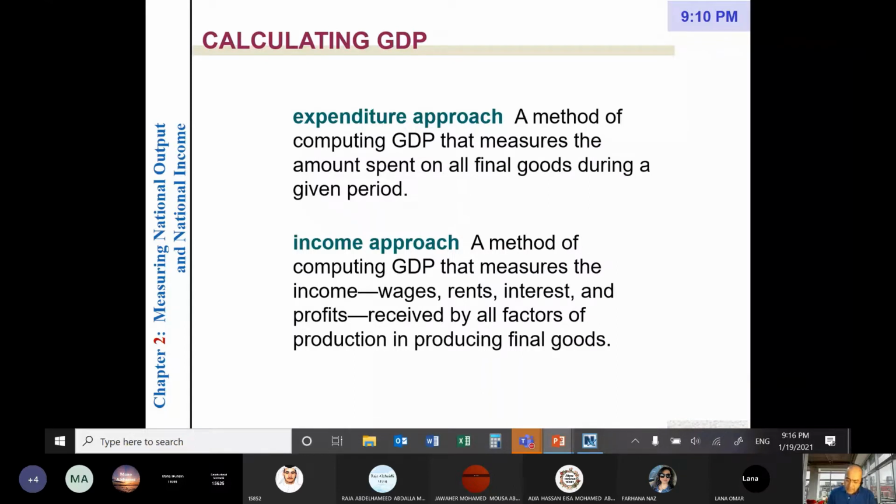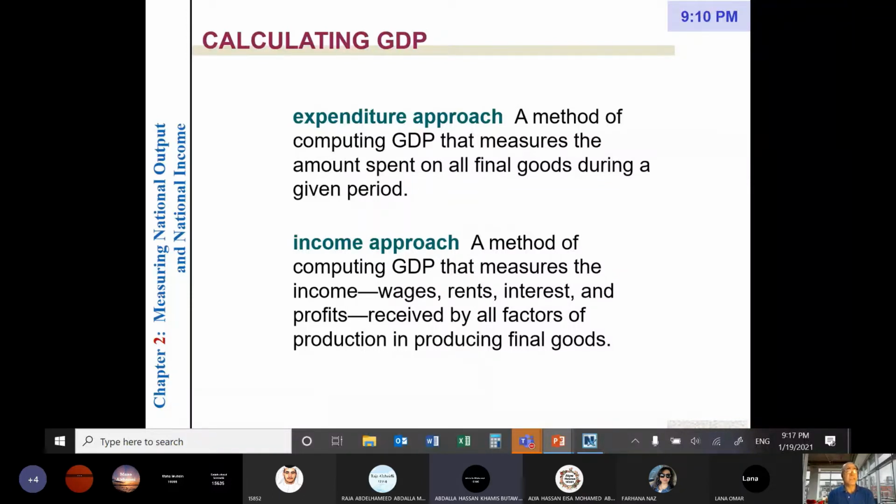So Abdullah Isa is not with me. Let's go to Abdullah Shamsi. What's your name? Abdullah Hassan Shamsi. Abdullah Shamsi, go ahead. Expenditure approach: a method of computing GDP that measures the amount spent on all final goods during a given period.